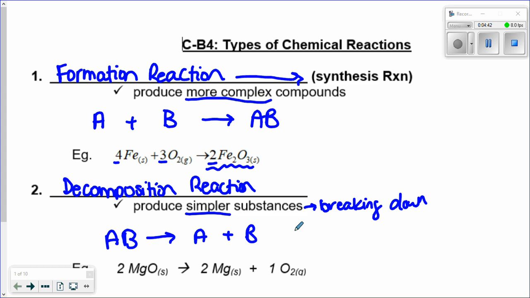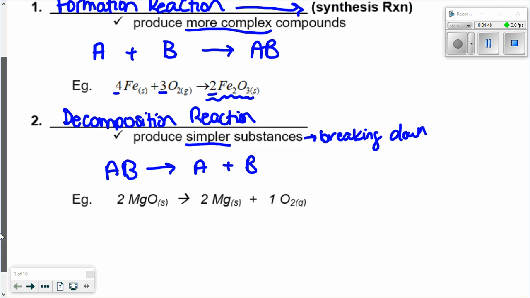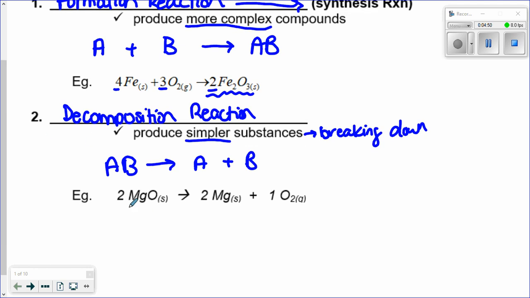The real example that we have, instead of my terrible examples, is breaking down magnesium oxide. This is magnesium oxide into solid magnesium and oxygen gas. Again, a balanced reaction. It's magnesium oxide, our reaction arrow here. Since it's going from something complex to two simpler things, that's a decomposition reaction.